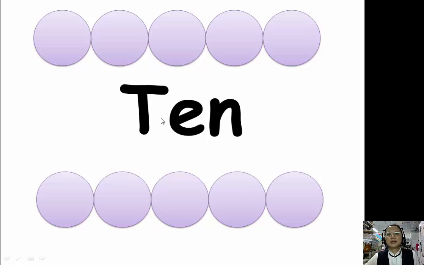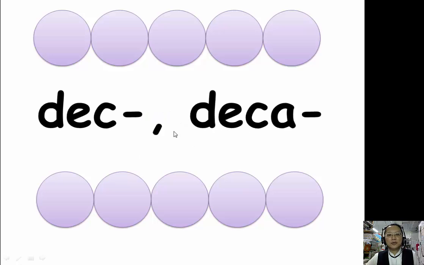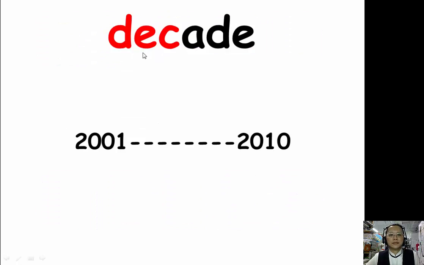The last one in this lesson is 10. How to say 10 in professional prefix? We have dec, D-E-C, and deca, D-E-C-A. Our example, decade. Decade means 10 years. Like from 2001 to 2010 is a decade.